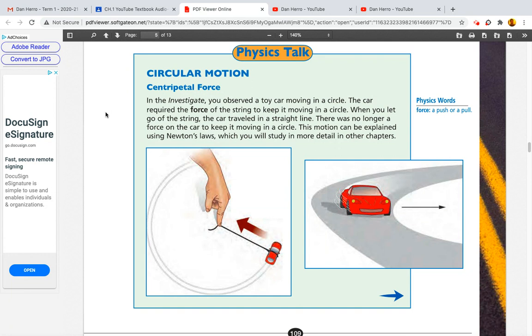In the Investigate, you observed a toy car moving in a circle. The car required the force of the string to keep it moving in a circle. When you let go of the string, the car traveled in a straight line. There was no longer a force on the car to keep it moving in a circle. This motion can be explained using Newton's laws, which you will study in more detail in other chapters.